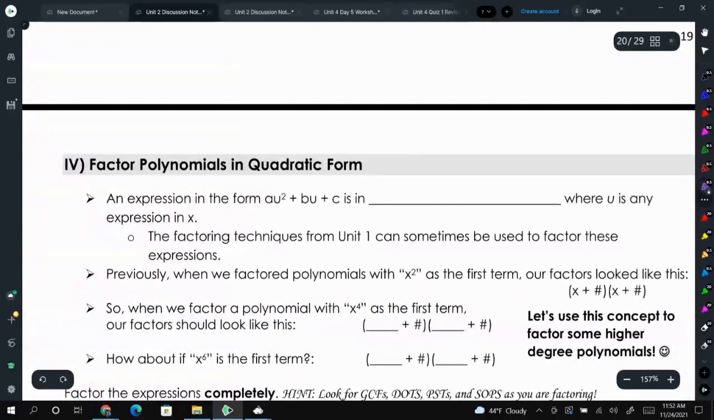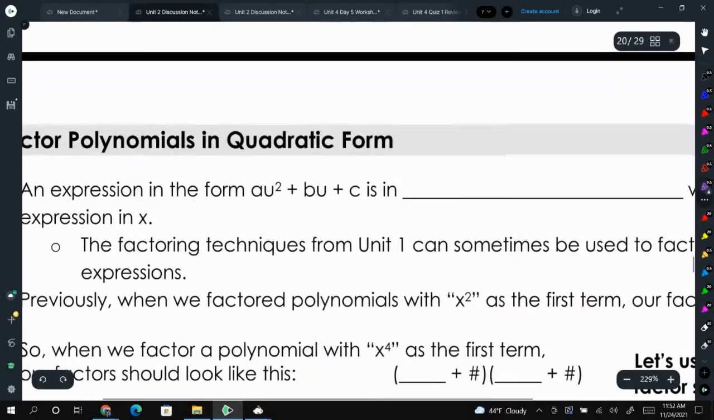Now, on the next page, we're going to talk about something called quadratic form. And what that means, you can think about like even quadratic functions. Well, that's obviously a quadratic form. So this would be quadratic form.